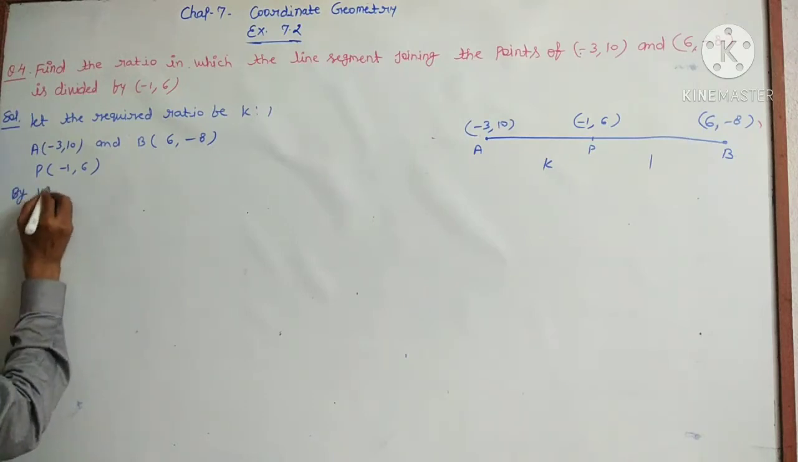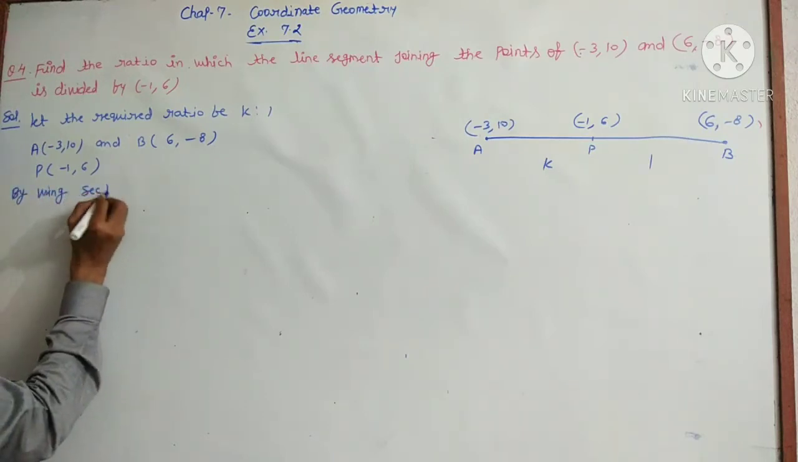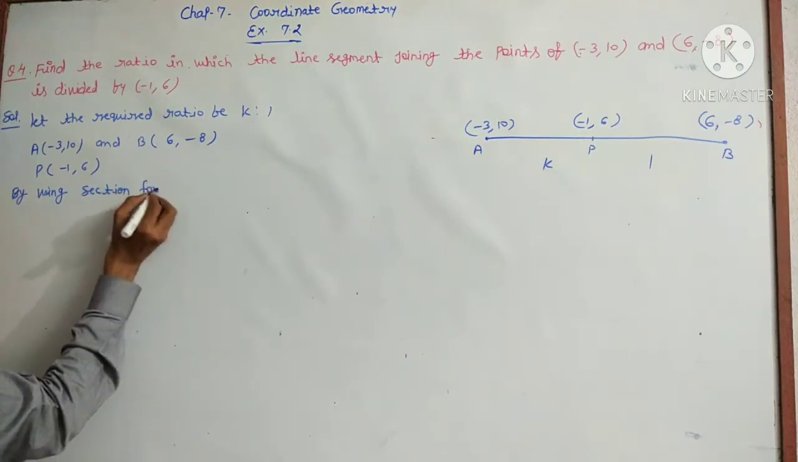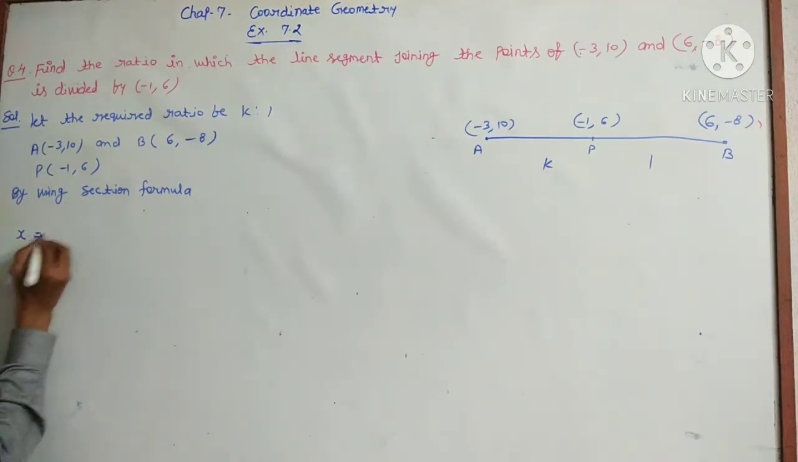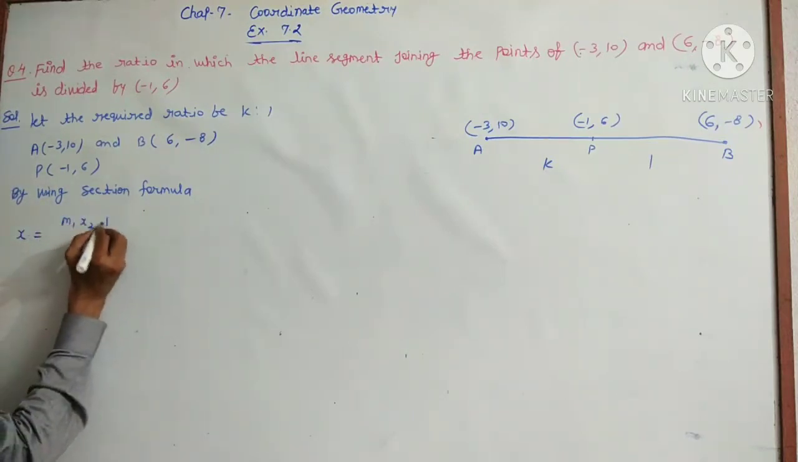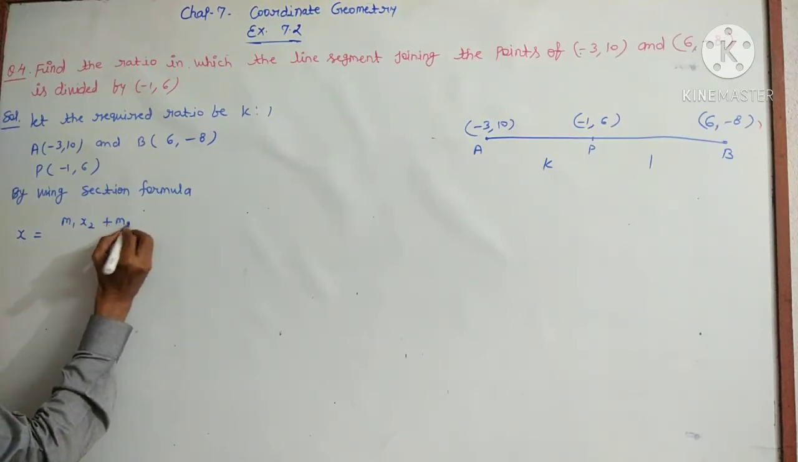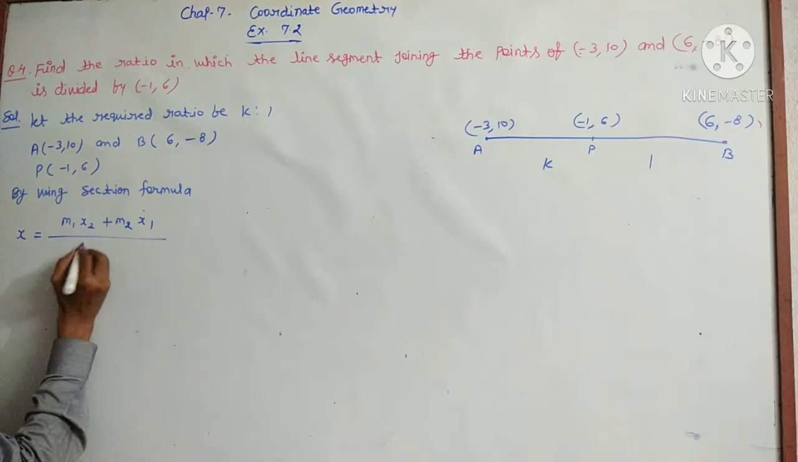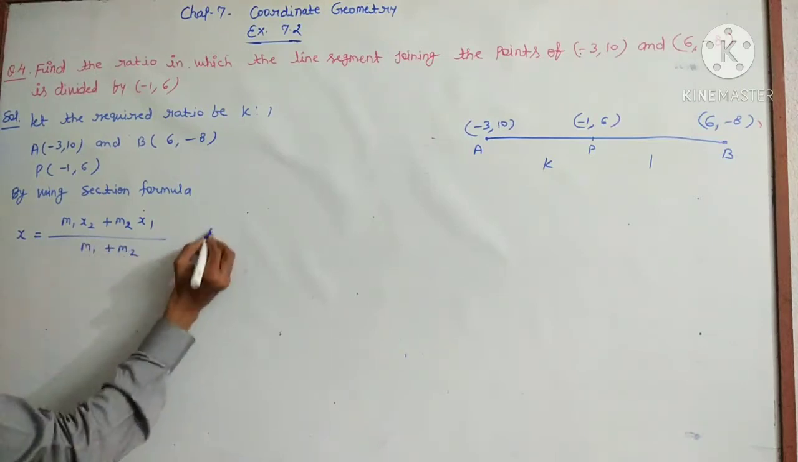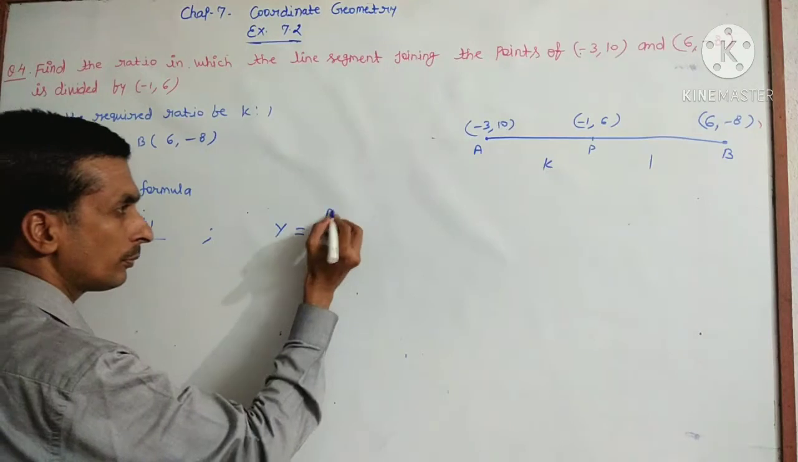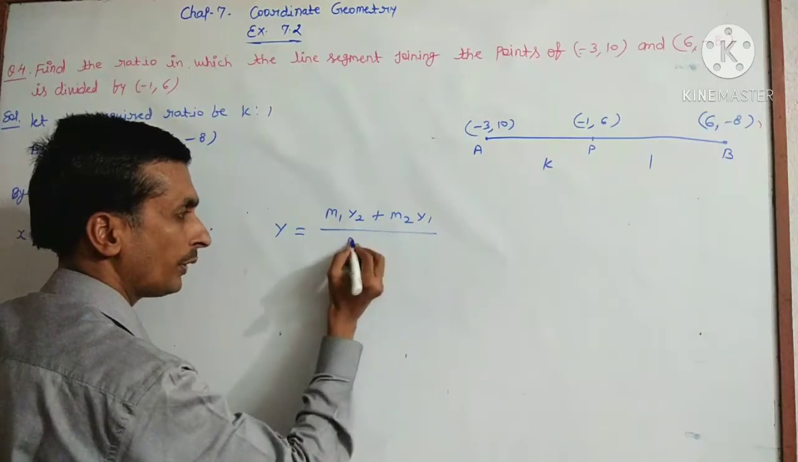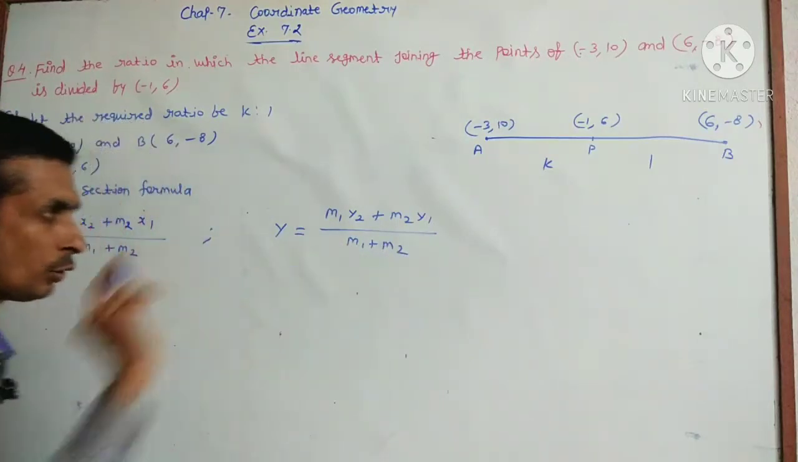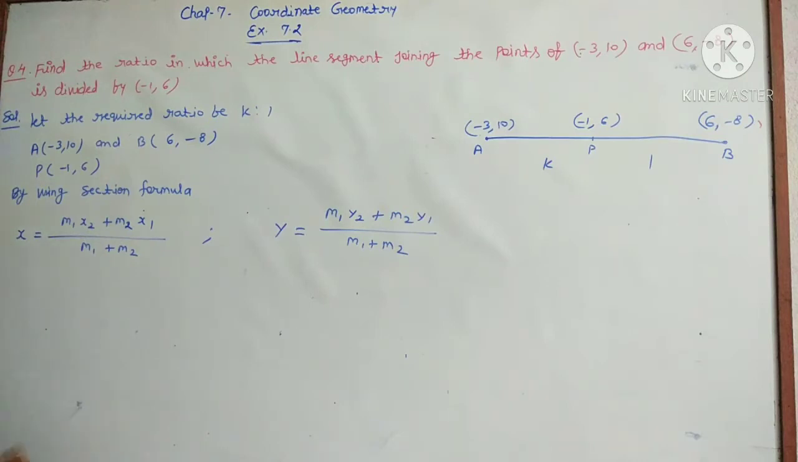By using the section formula, so you know well, x equals (m1 x2 + m2 x1) upon (m1 + m2), y equals (m1 y2 + m2 y1) upon (m1 + m2). This is your formula, and now you can put the values of x and y.